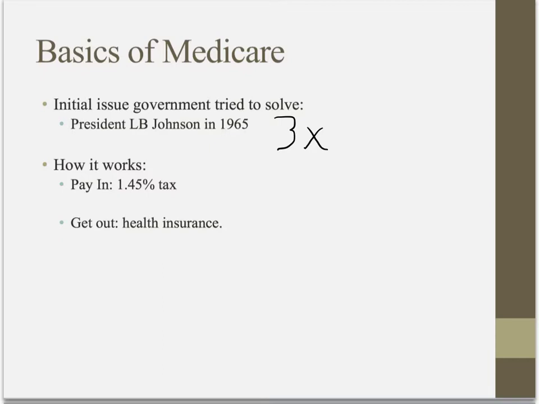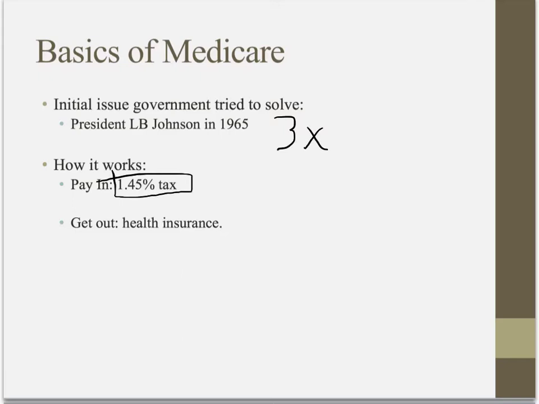So where does the federal government get money to guarantee anybody over a certain age healthcare coverage? Well, again, you have to pay in. On your paycheck, 1.45% of every dollar you earn goes to the federal government and into the Medicare system to pay for Medicare. Again, your employer also pays another 1.45%. What do you get out? You get health insurance coverage.